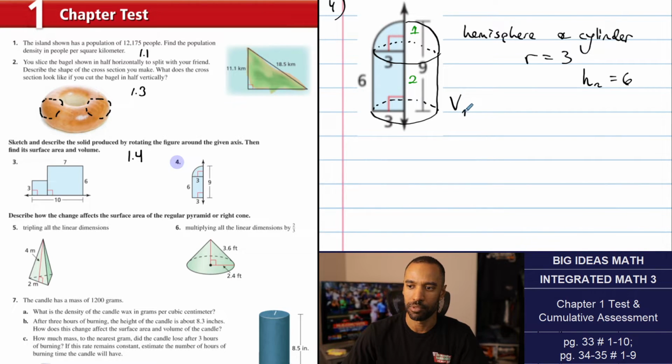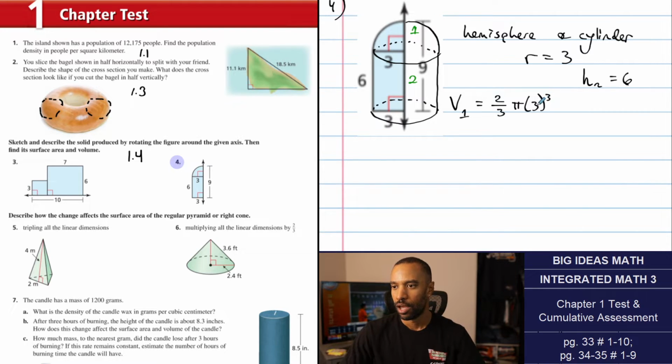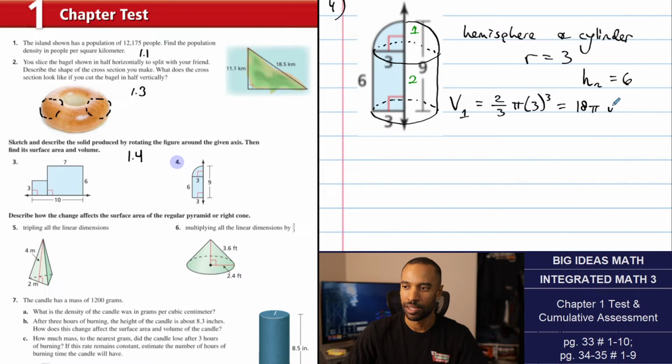Let's find the volume of object 1, the hemisphere. Instead of 4/3 pi r cubed, we'll be doing 2/3 pi r cubed. It's because it's a hemisphere, half of it. 3 cubed is 27, divided by 3 is 9. 9 times 2 is 18. So we get 18 pi cubic units for object 1.